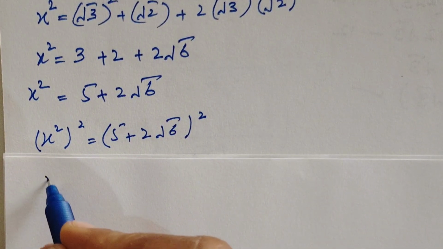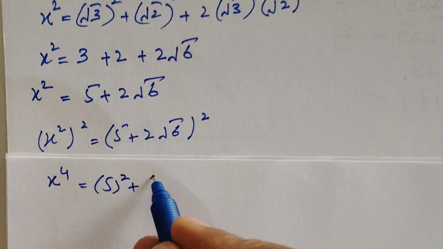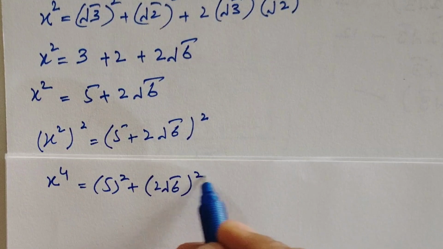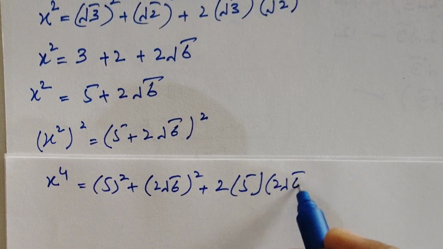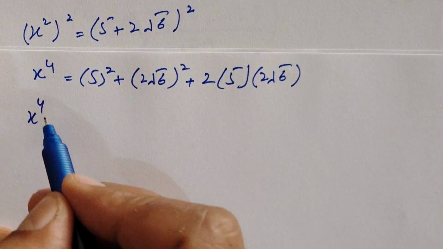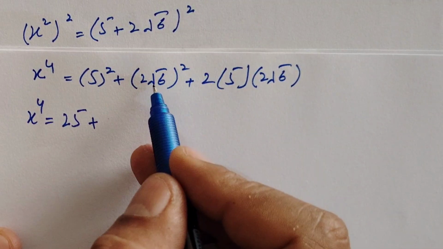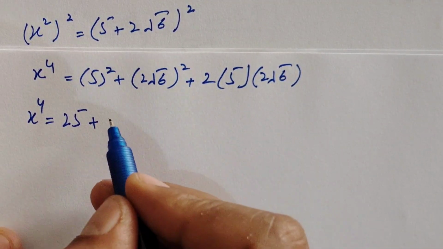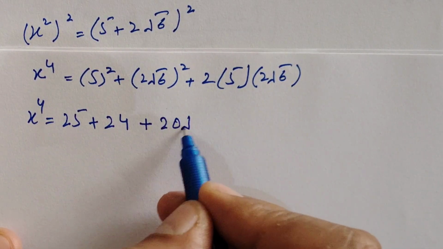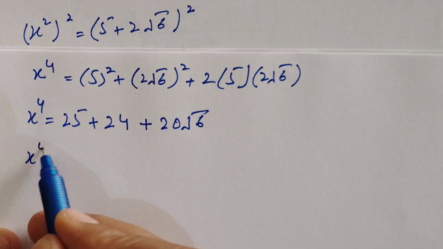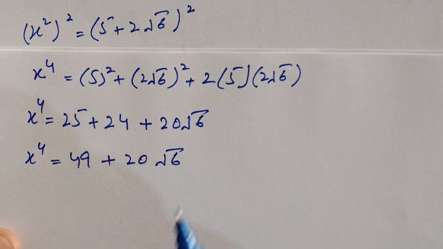Now we take square of this equation again, which is 5 square plus 2 square root of 6 square plus 2 into 5 into 2 square root of 6. X4 is equal to 25 plus 4 into 6, 24, plus 2 into 5 into 2, 20 into square root of 6. X4 is 49 plus 20 square root of 6.